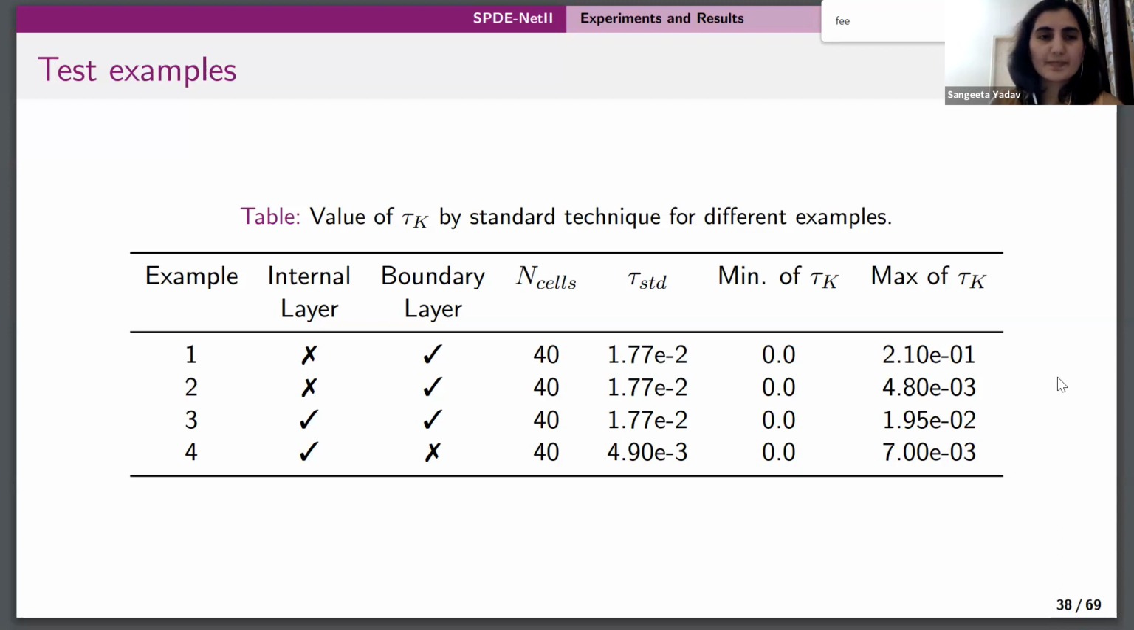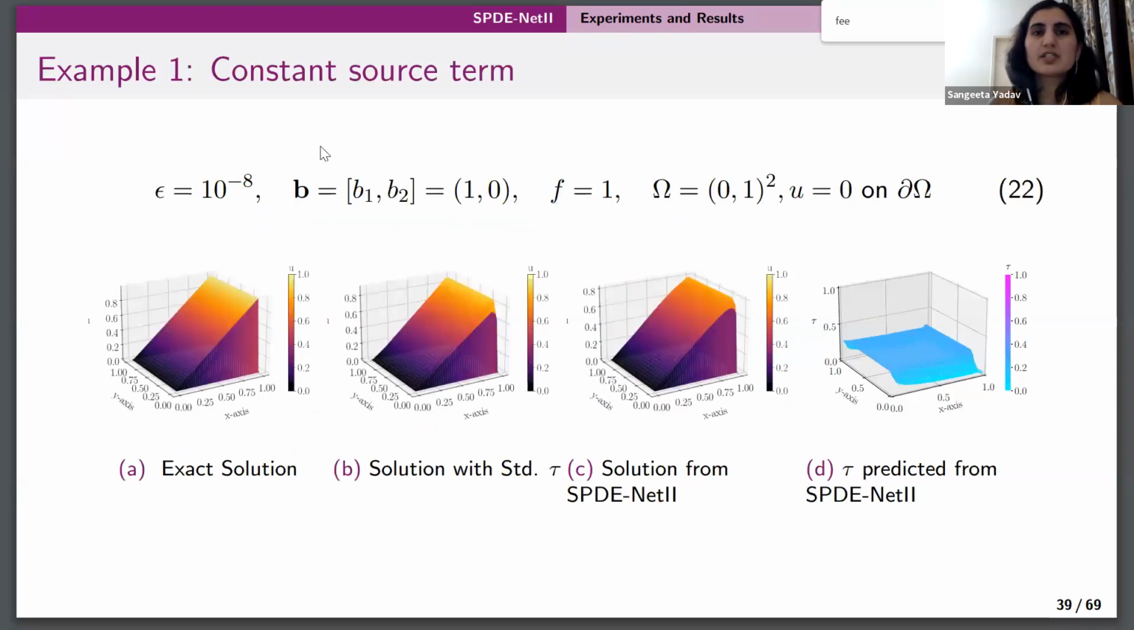So for the first example, which is a very basic example, we have a constant source term and the convection velocity is only in the X direction, that is B equals (1, 0). For this case, the exact solution for a second order convection diffusion equation looks like this for these coefficients. And this is the solution which we obtained from the standard formula of tau, and this is the solution which we have obtained from SPD-NET2. And in the last diagram, we can see the values of the stabilization parameter obtained from SPD-NET2.